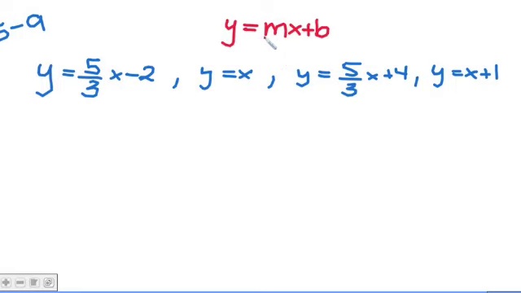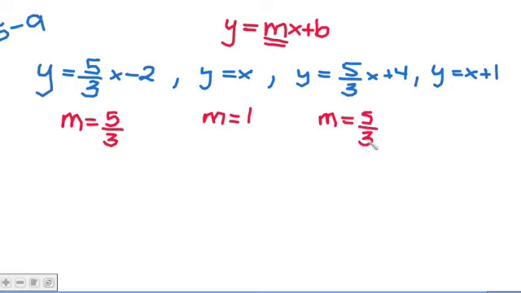So I am looking for my m's, which is located directly in front of my x. So I'm going to look at those numbers. Over here I have 5/3. So my m is 5/3. Okay, my m here, well, if there is no number written in front of the x, then we know it's a 1. Okay, so my slope there is 1. Right here, my slope again is going to be 5/3, just because I'm looking at the number directly in front of the x. And this one here, again, there is nothing written, but we know it's a 1.